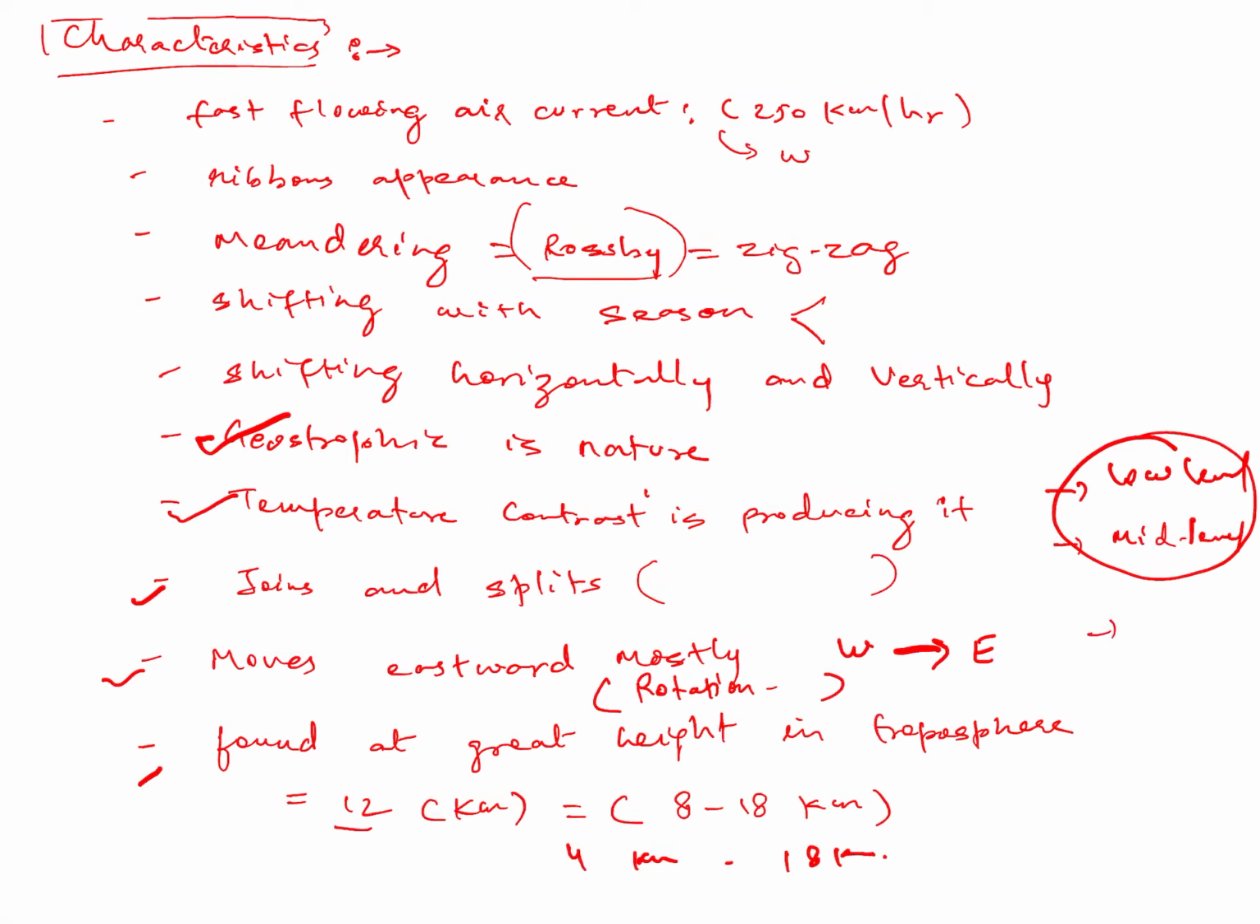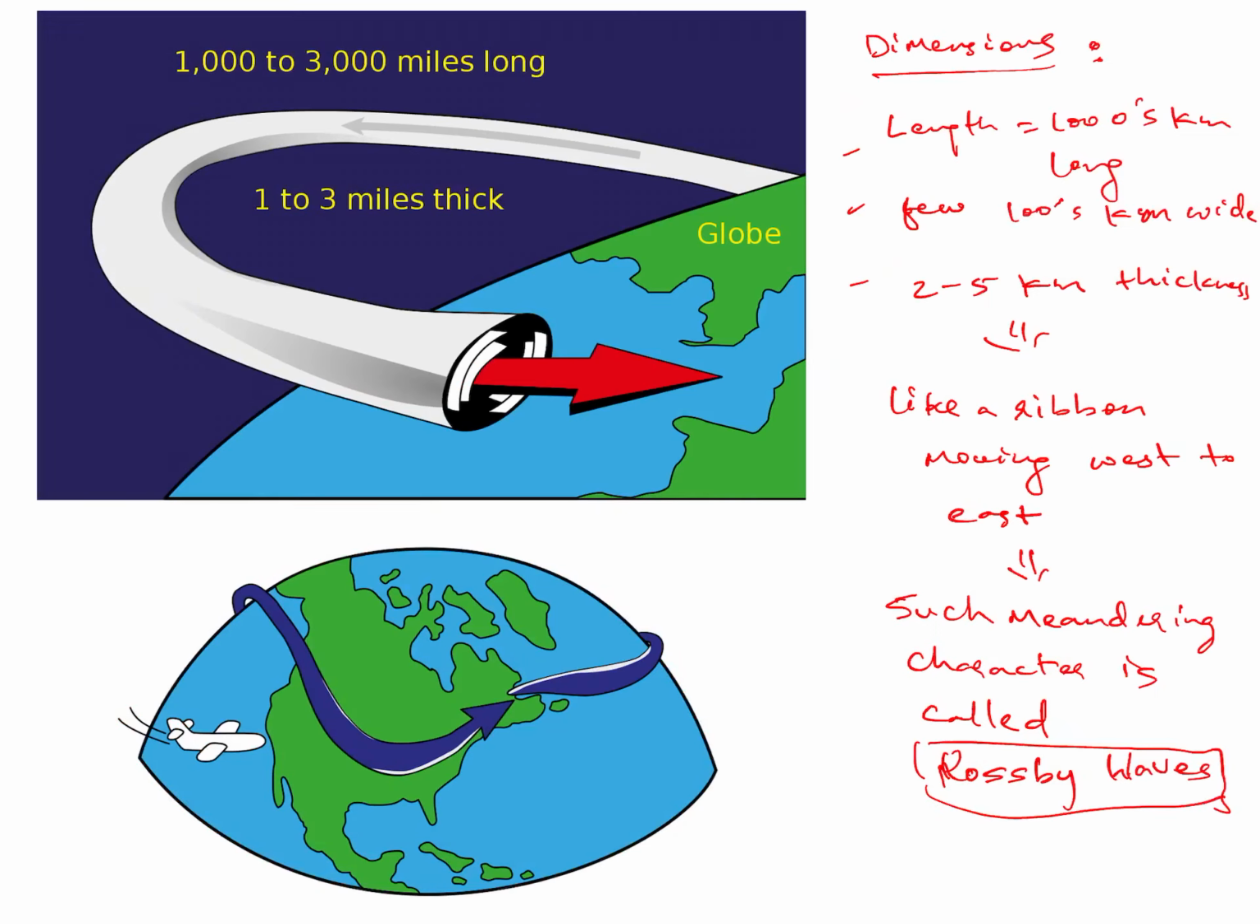On the basis of location, the jet stream may be called tropical, subtropical, temperate or polar jet stream too. Now observe these characteristics. Now the dimension. When jet streams are moving, they are moving across the globe, and that's why this character is called circumnavigating or circular in nature. So that means they cover the globe.